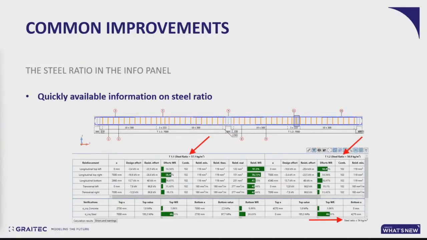The steel ratio in the info panel. What does it mean? As you know, one of the basic results regarding the reinforcement of concrete elements is the reinforcement steel ratio. The value is now visible immediately after the calculation in the bottom right part of the info panel, so you can check it quickly. For multi-span beams, the corresponding steel ratio value is presented in the header, separately for each span.